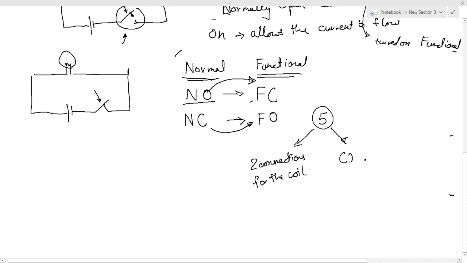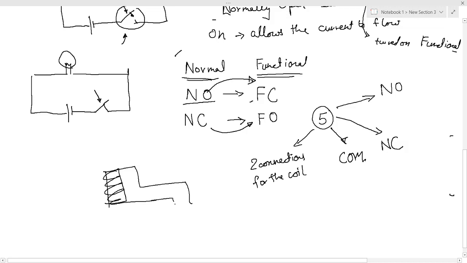The third connection is known as common. The fourth connection, which is connected to common when no current is passing through the coil, is known as NC. And the fifth connection is known as NO. So these are the 5 connections of a relay, right? So how does the relay work? Again, there is basically a solenoid coil. This solenoid coil has 2 connections. We control whether or not the electricity will flow through this solenoid coil.